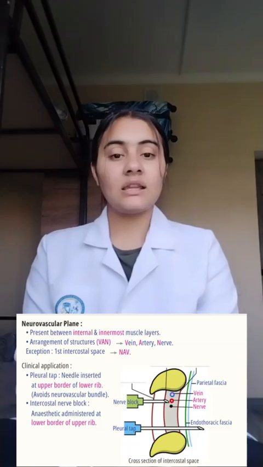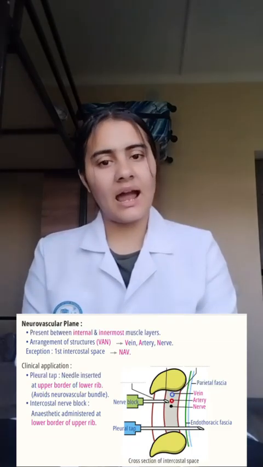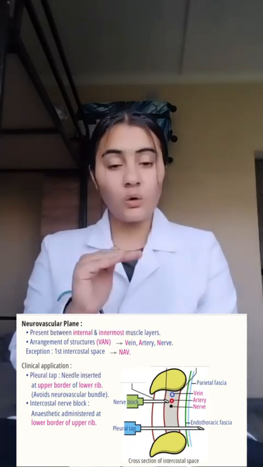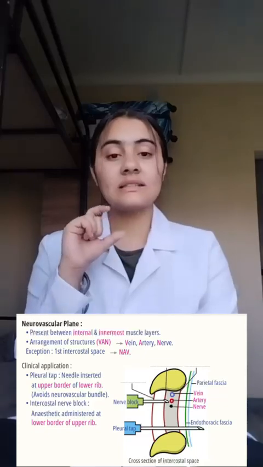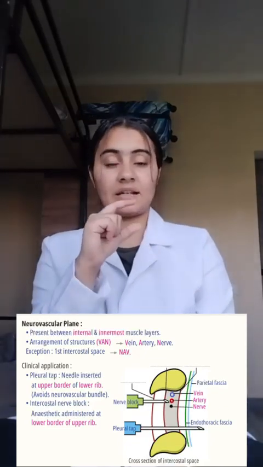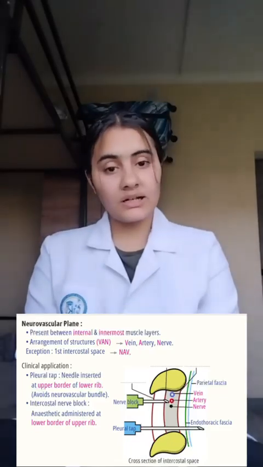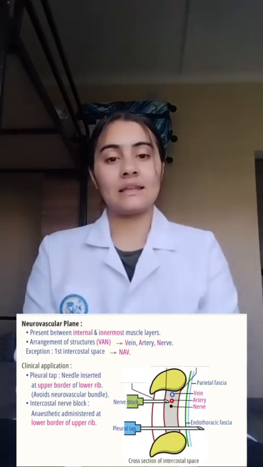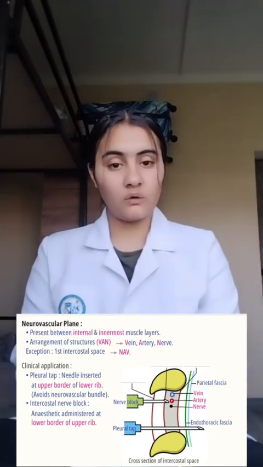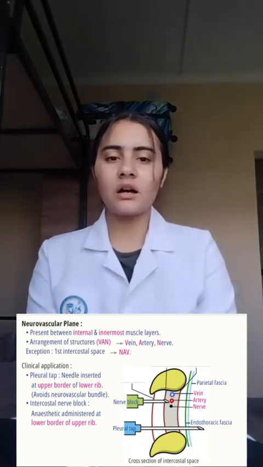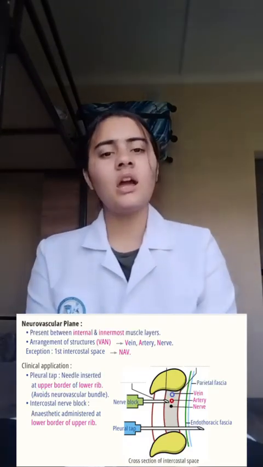The clinical significance of this is that it is used for the intercostal nerve block. The anesthetic is administered at the lower border of the upper rib, because the neurovascular bundle is arranged at the lower border of the upper rib, whereas pleural tap for effusion is done at the upper border of the lower rib to avoid damage to the neurovascular bundle, or we can say to avoid damage to the intercostal nerve.